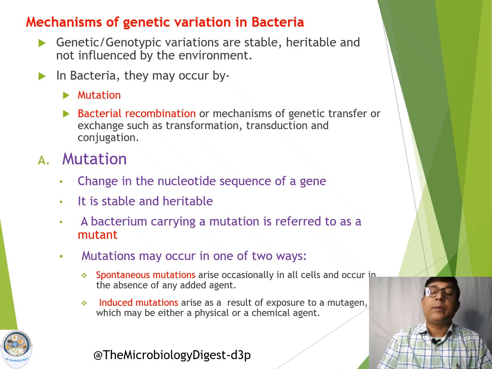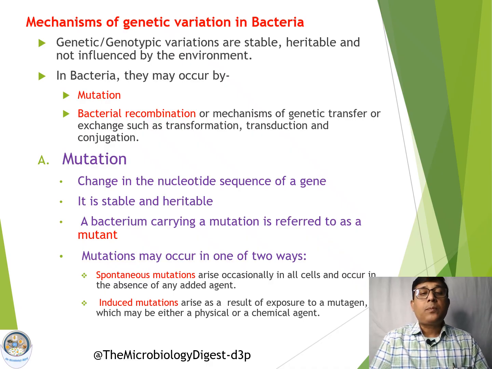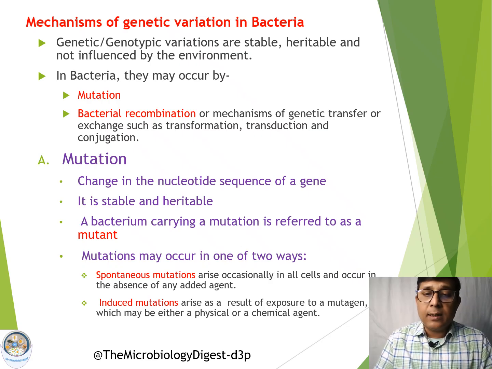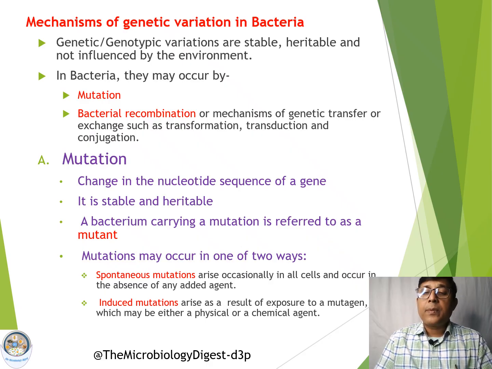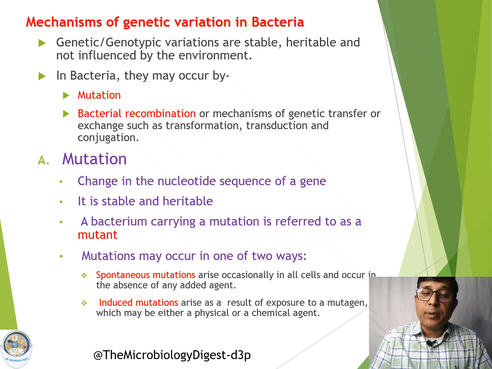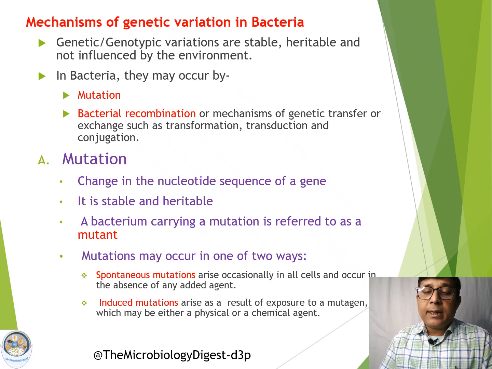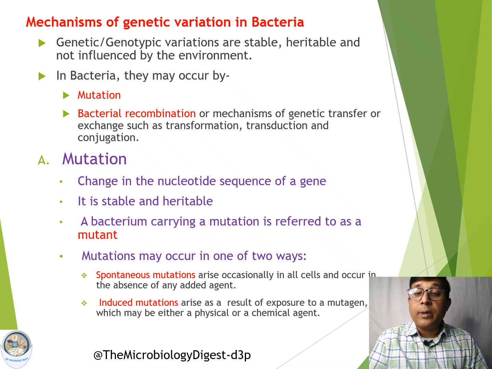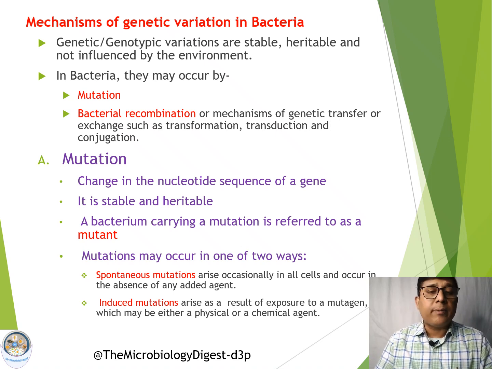So let us first discuss mutation. What is mutation? Mutation is the change in nucleotide sequence of a gene. Okay, when we say it is mutation, it means it is stable and it is heritable. Then only it will be said as mutation. So when a bacterium or organism carries a change in its genetic makeup, that bacteria is called a mutant. It is called a mutant variety.